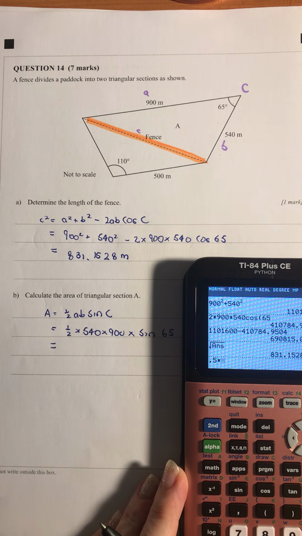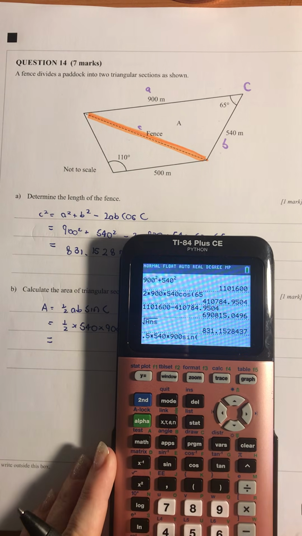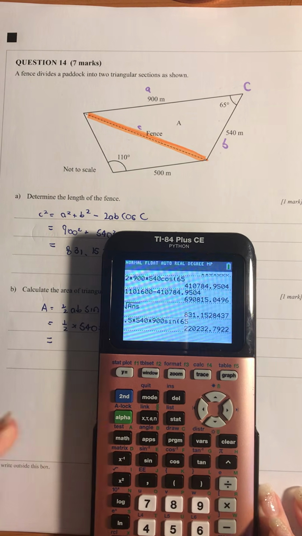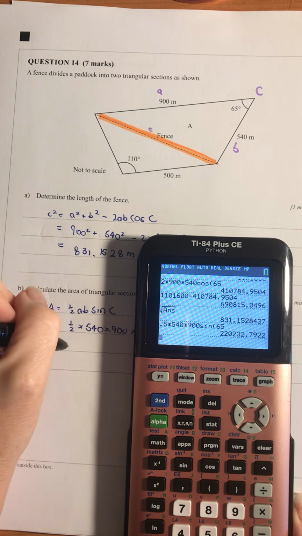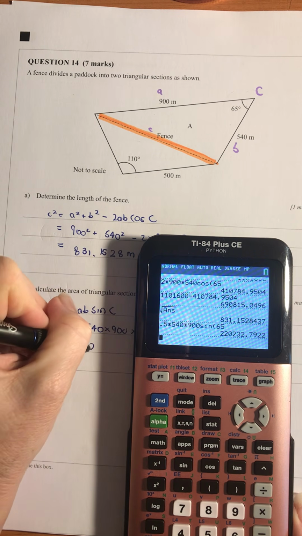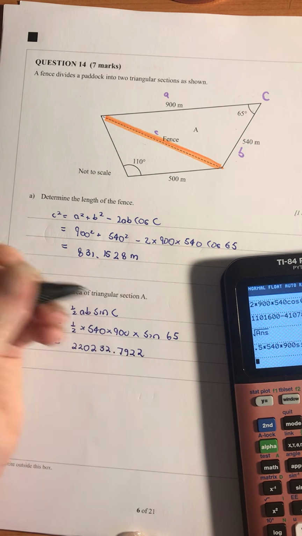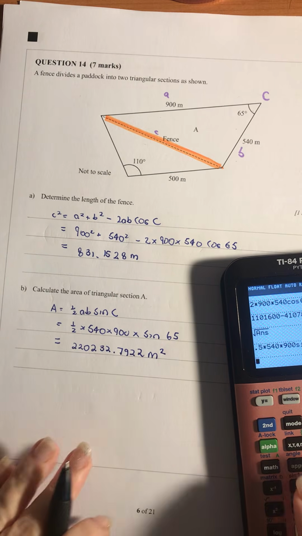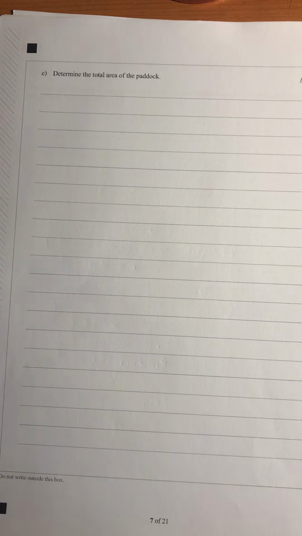So we've got 0.5 times 540 times 900 sine of 65, and I get 220,232.7922. And that will be meters squared as my area. Both very straightforward questions, 1 mark each.